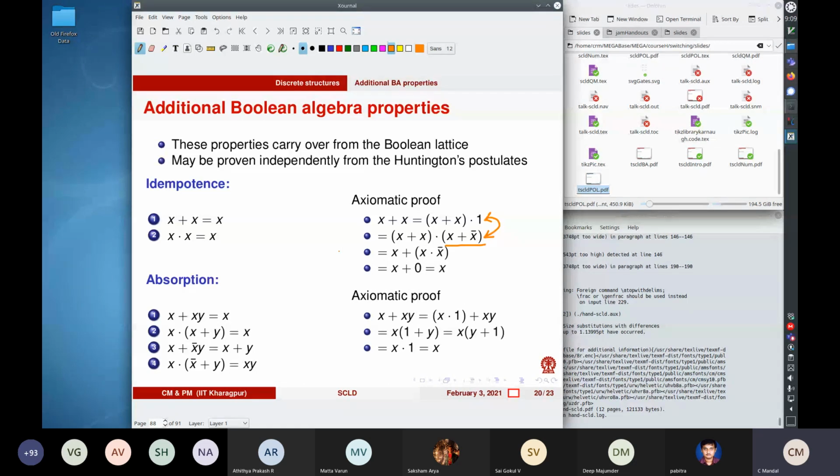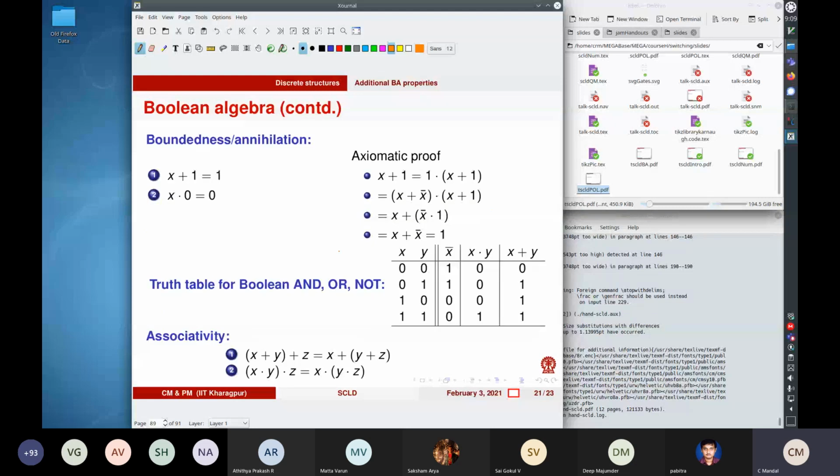So these are various proofs. Here you can prove idempotence, you can prove absorption. Some of these proofs are given here. This is boundedness and annihilation. You have the same properties in a lattice, but these properties can also be proven using Huntington's postulates. Now you can define the and, or, and not operations through these truth tables as indicated.